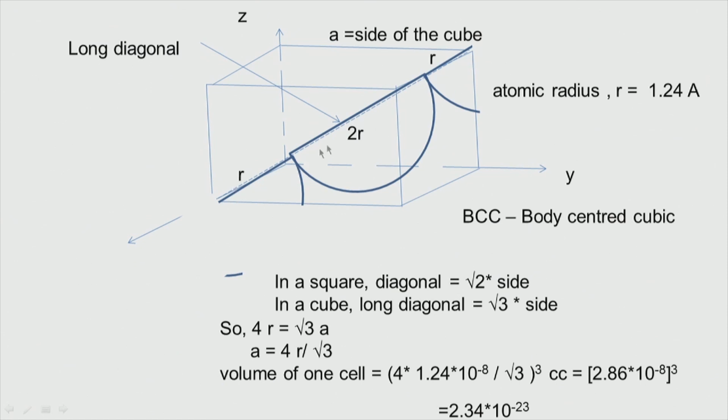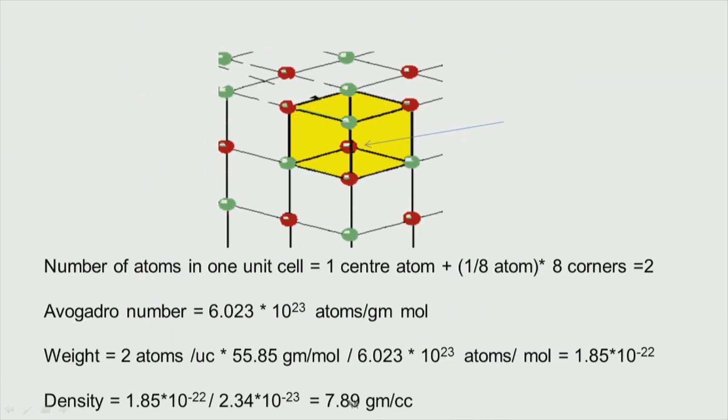If you take the long diagonal, there is one central atom and then 2 atoms placed on the corners. So, that central diagonal will be 2r plus r plus r, which is 4r, and in school we must have studied that for a cube the long diagonal is square root of 3 into side, that is a. So, 4r is equal to square root of 3 a. So, the volume of one cell is a into a into a, which is (4r divided by square root of 3) raised to the power 3, and then of course, we need to convert angstrom into centimeter. So, that is why we have this 10 power minus 8. So, we end up with 7.89 grams per cc, quite straightforward.